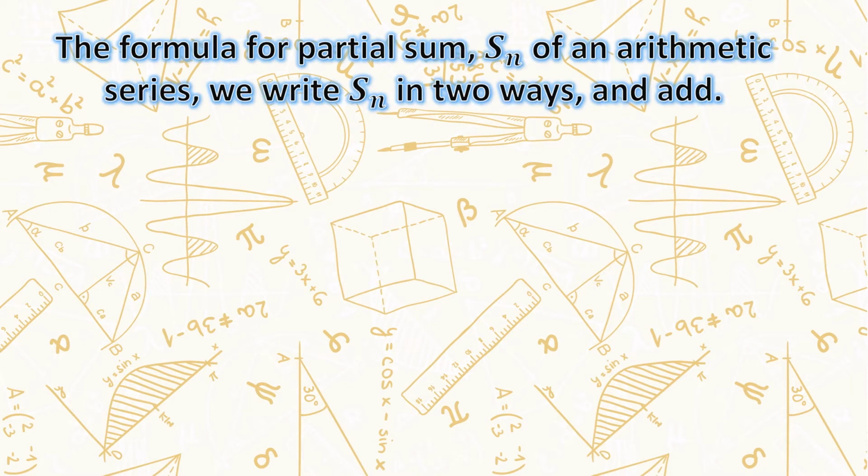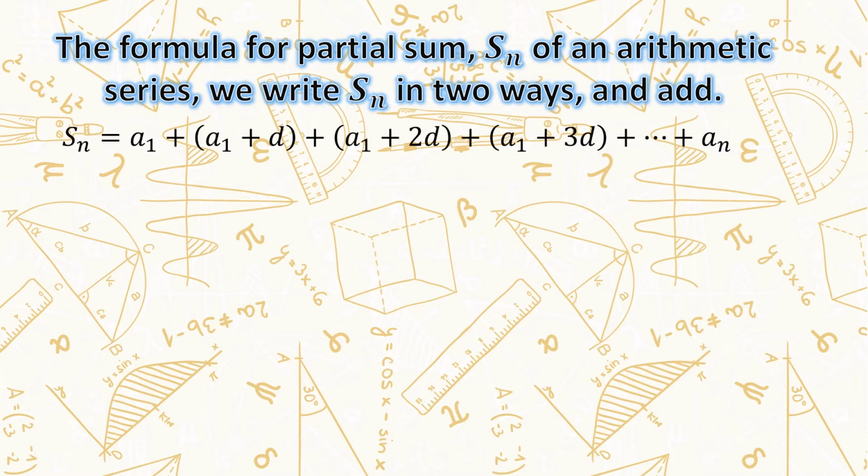To derive the formula for the partial sum S sub n of an arithmetic series, we write S sub n in two ways and add the two equations term-wise. One is S sub n is equal to A sub 1 plus A sub 2, that is written as A sub 1 plus the common difference, plus A sub 3, that is A sub 1 plus 2 times D, plus A sub 4, that may be written as A sub 1 plus 3 times D, and the pattern continues until A sub n.